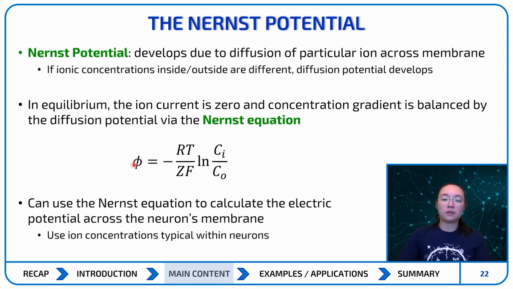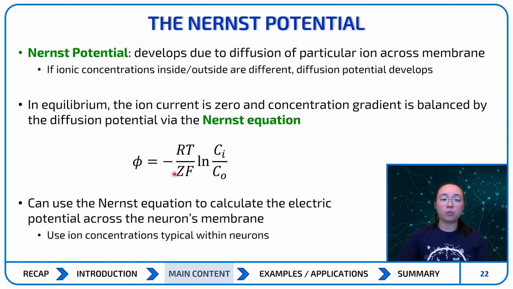The next one I want you to know about is that ions diffuse from a region of higher concentration to a region of lower concentration along a concentration gradient, so the diffusion happens along a concentration gradient here.